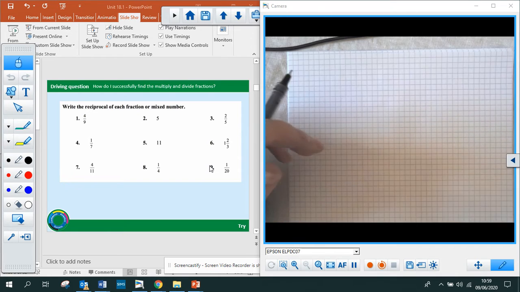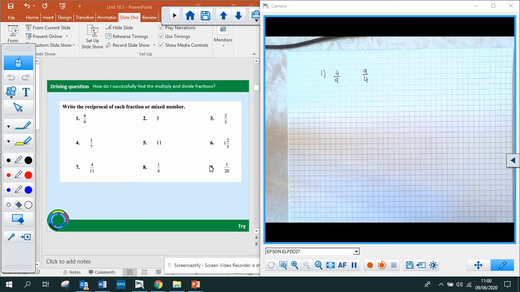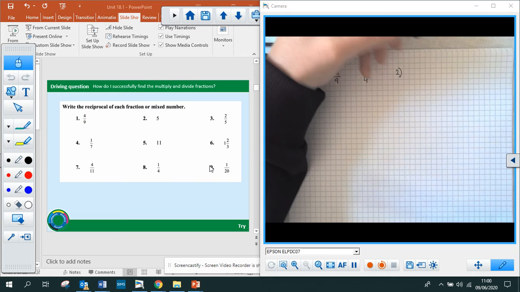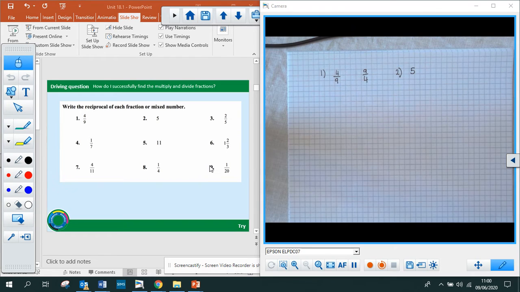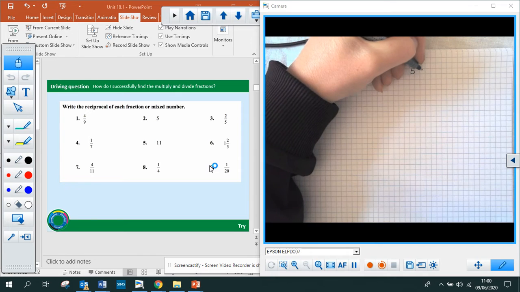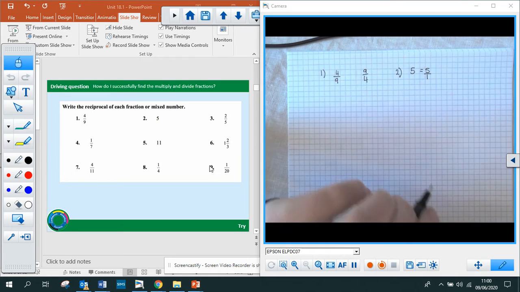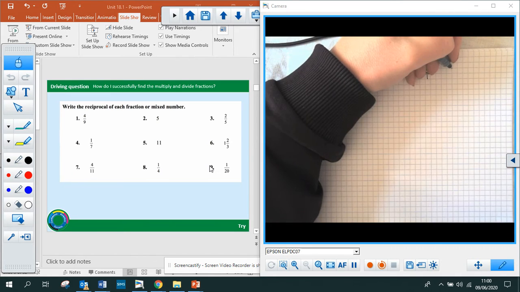We want to find the reciprocal of each fraction or mixed number there. Okay, so question 1, we have 4/9. The reciprocal of 4/9, flip it, 9 over 4, 9/4. Okay, question 2, the reciprocal of 5. Hopefully you know straight away it's 1/5. If not, you might have done the extra step saying, well, 5 is equal to 5 over 1. And if I flip 5 over 1 to find the reciprocal, it's going to be 1/5.